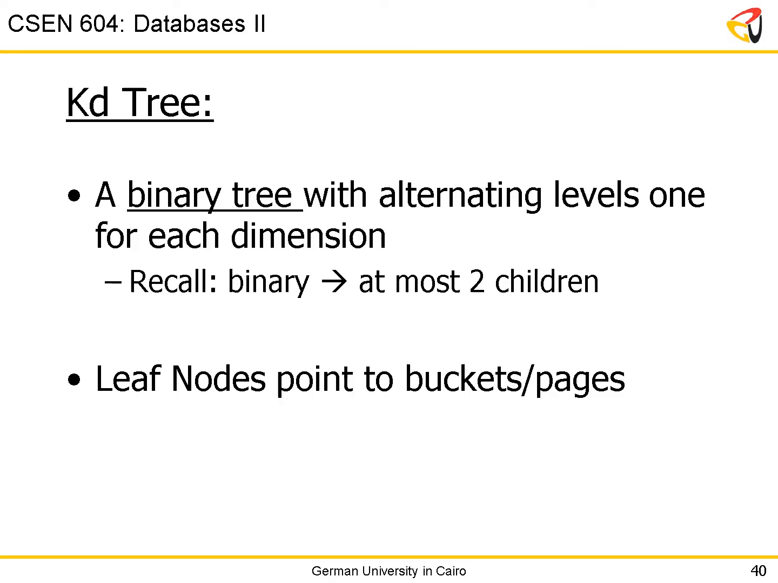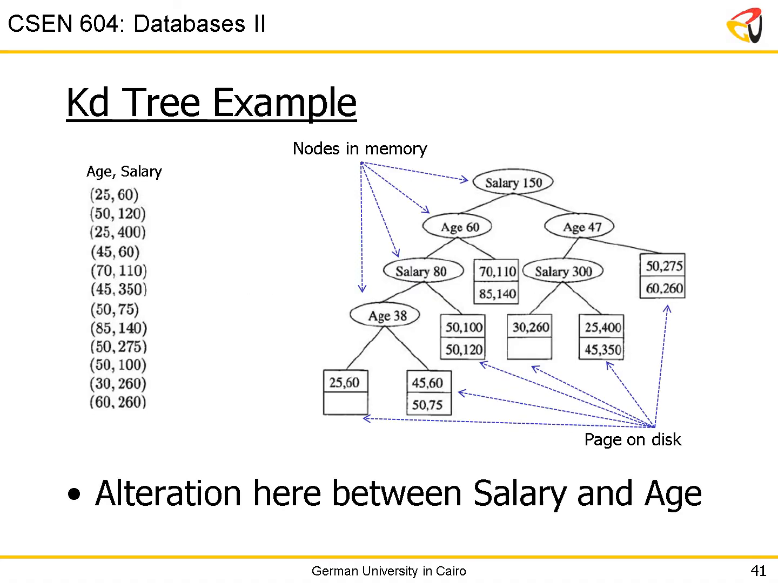Now, just like all the indices we have seen, you have to point to the pages of the table, and that will be the case at the bottom of the KD tree, just like at the bottom of the B+ tree, you point to the pages of the table. This is an example of a KD tree. The idea is very simple.